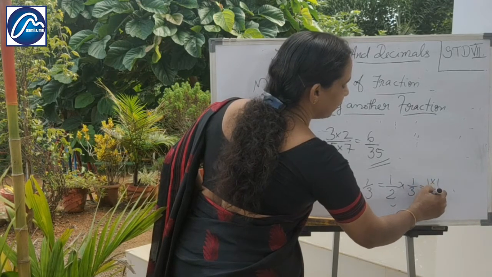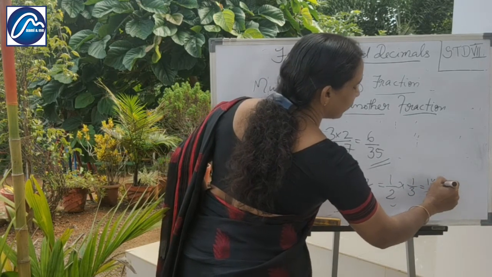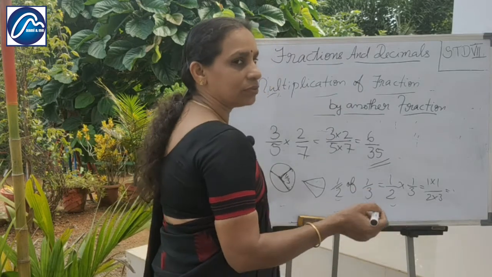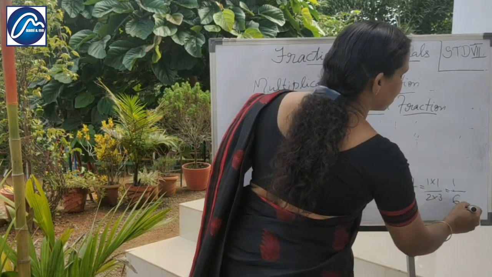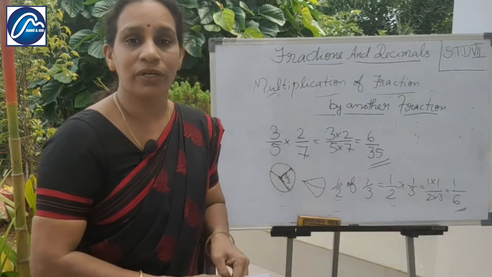Multiply the numerators, multiply the denominators. Then your answer is 1 into 1, not 2. It is 1, and only 1 by 6. So the answer is 1 by 6.